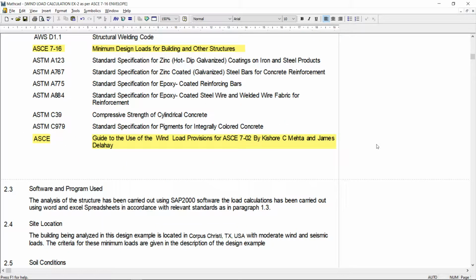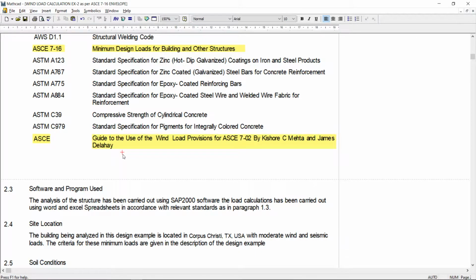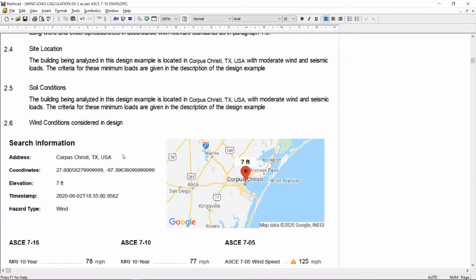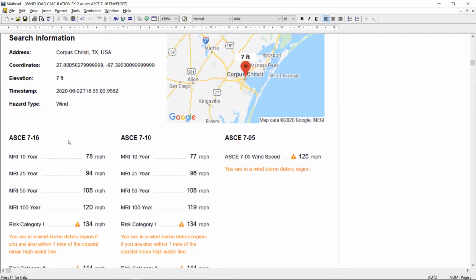Now I'm using this guide to the wind load provisions of ASCE 7-02 by Kishor C. Mehta and James Delahay. This example is taken from there, but of course this example is based on ASCE 7-02, but now I'm going to use ASCE 7-16. So as in my previous example, I took the latest data from the ATC website for the Corpus Christi area in Texas.